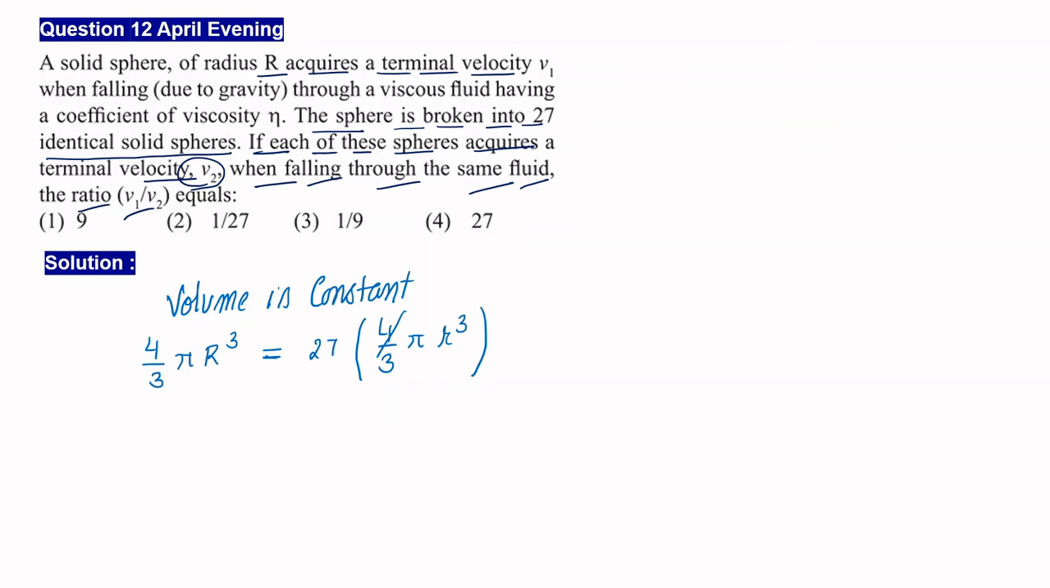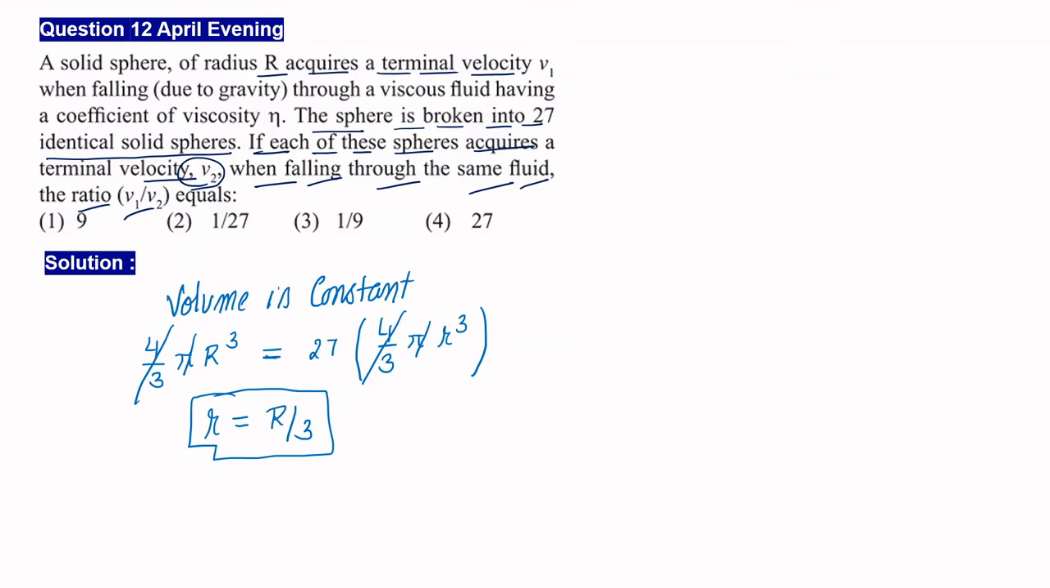4 by 3 is cancelled out, pi and pi cancel out. So small r cube is r cube by 27. If you take the cube root on both sides, small r is nothing but r by 3. It means the smaller sphere's radius is r by 3 of the bigger radius.